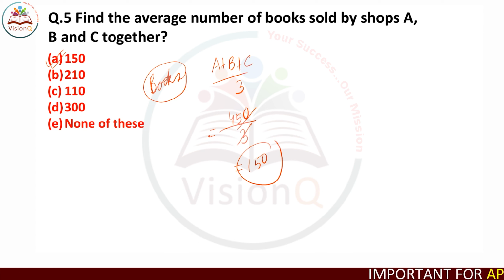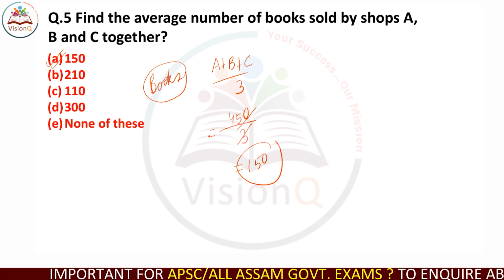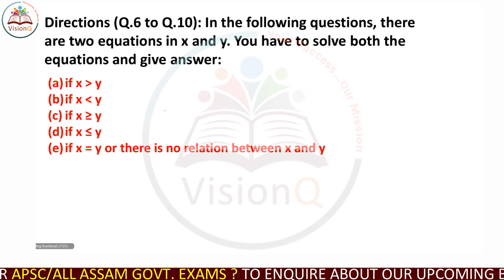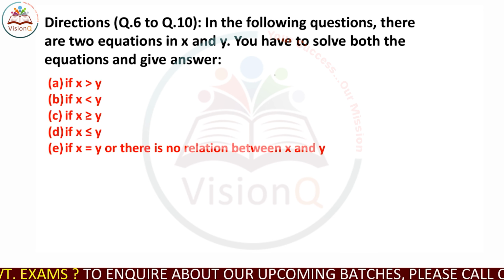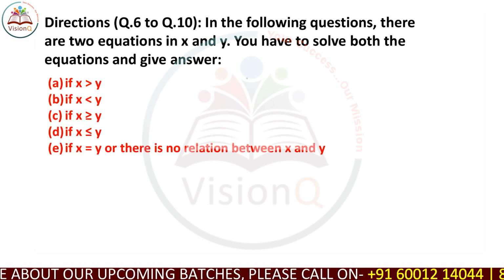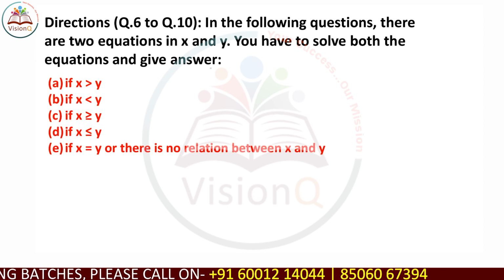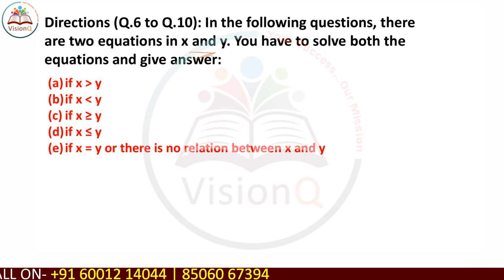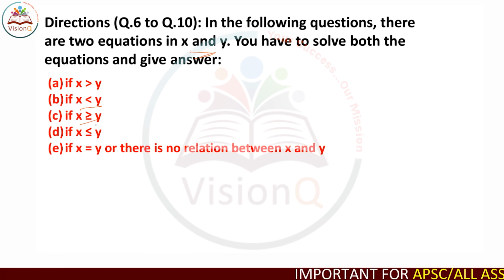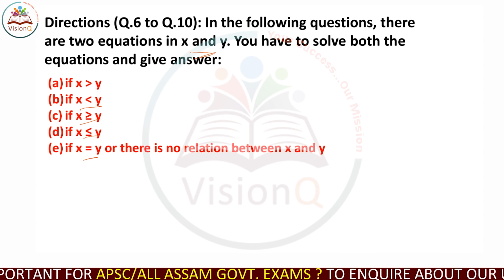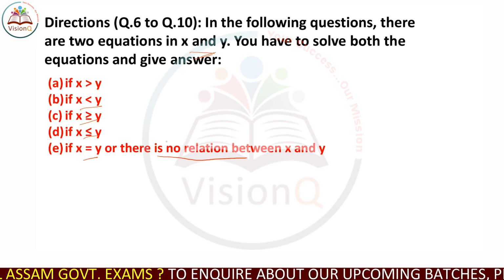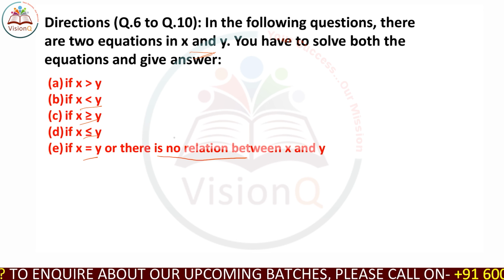So these were some questions of data interpretation, based on tabular data. Next, questions 6 to 10 are on a very important topic of any examination, which is quadratic inequalities. In every question there are two equations in X and Y. I have to solve both the equations and give the answer accordingly: whether X is greater than Y, X is less than Y, X is greater than or equal to Y, X is less than or equal to Y, X equals Y, or sometimes there is no relationship between X and Y. Accordingly I need to give the answer as A, B, C, D and E.